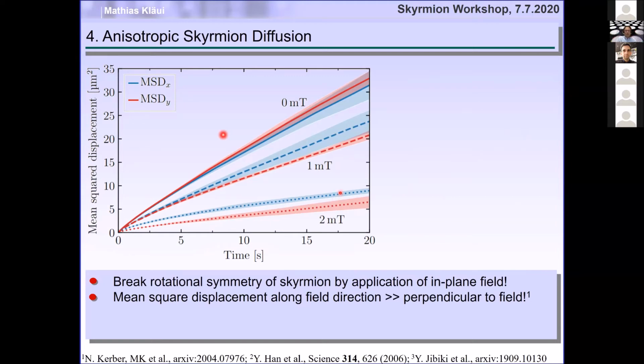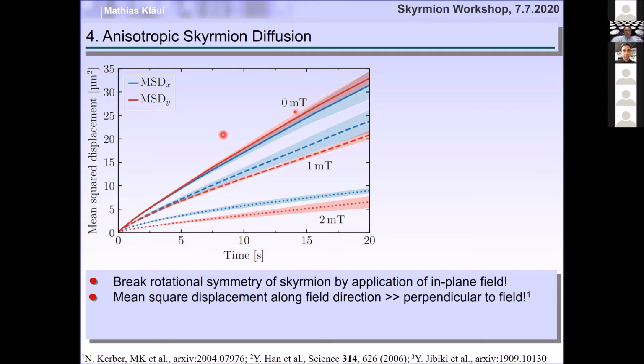Now, anisotropic diffusion has certain advantages, because if you want to use this, for instance, in a system where you have a path along which you want to direct the Skyrmion motion, it would be a good idea to be able to direct the Skyrmions by some external parameter. So what we do here is break the symmetry by applying an in-plane field.